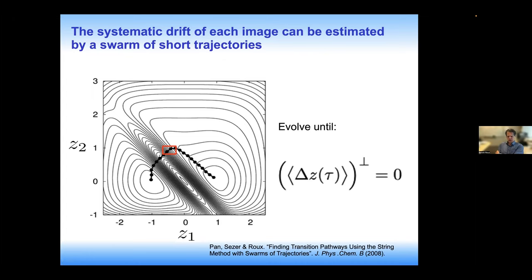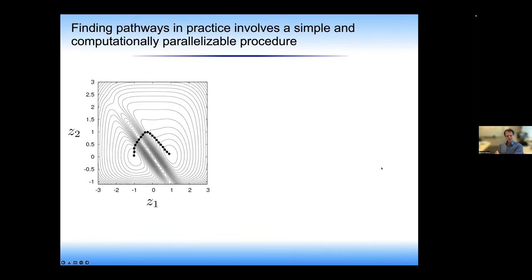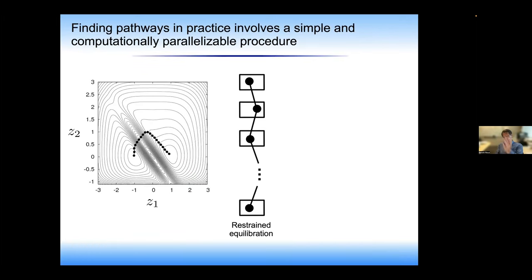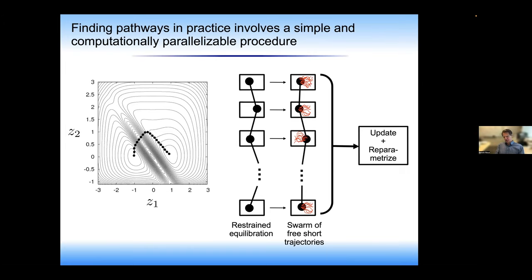Actually, we use this in a reformulation of the string method called the string method with swarm of trajectories. When you have a tentative starting string like that, you run dynamics, take the mean drift from every one of those walkers, and update the string until the mean drift orthogonal to the string is zero. I can optimize my string. The algorithm is you have multiple copies of your system, you run drift on that, you get the new position of the beads, you reparameterize and update your string.